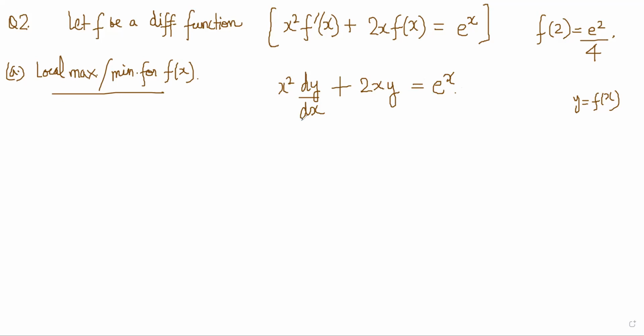So if I divide by x square throughout, dy by dx plus 2 by x y is equal to e power x by x squared, right? Now I need to find y, right?